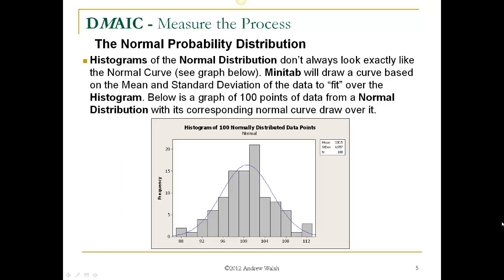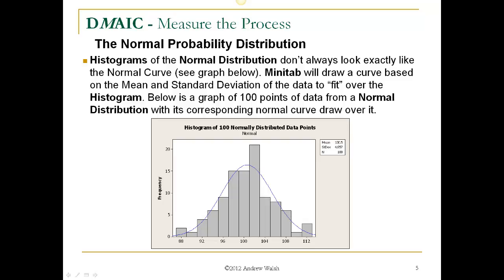Now, histograms of normal distributions don't always look exactly like the normal curves, like look at the histogram below. Minitab will draw a curve based on the mean and standard deviation of the data to fit over the histogram, and below is a graph of 100 data points from a normal distribution with its corresponding normal curve drawn over it. Now, the bar graphs, the bins, look like they're normally distributed.